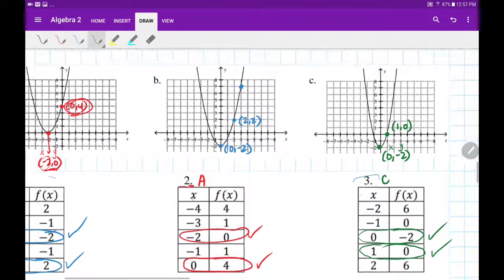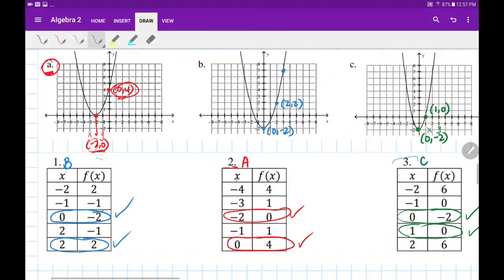So we're using some matching and some process of elimination to answer these questions. All right, I hope that was helpful. Good luck on the rest of your work.